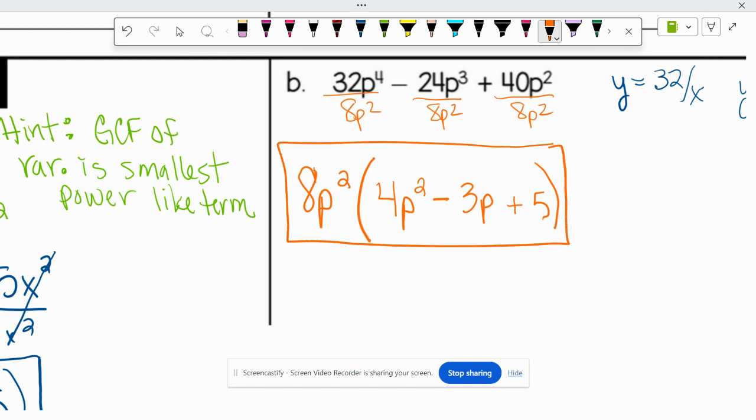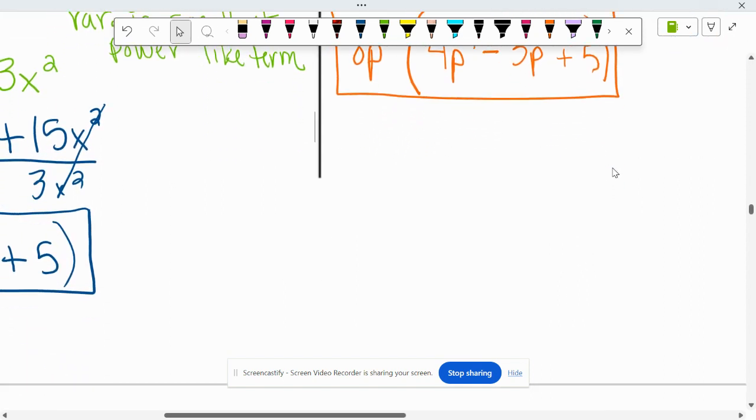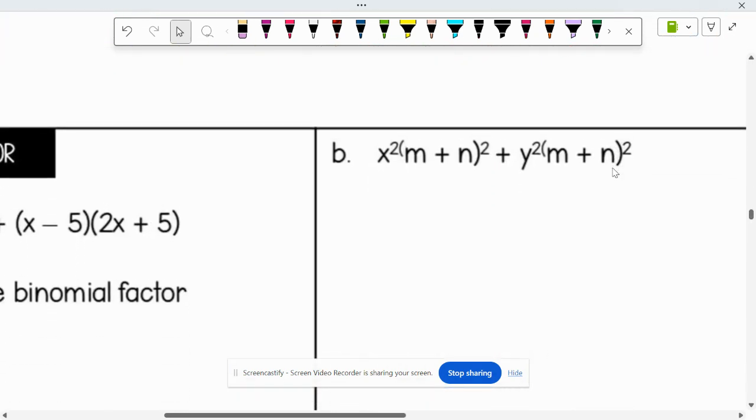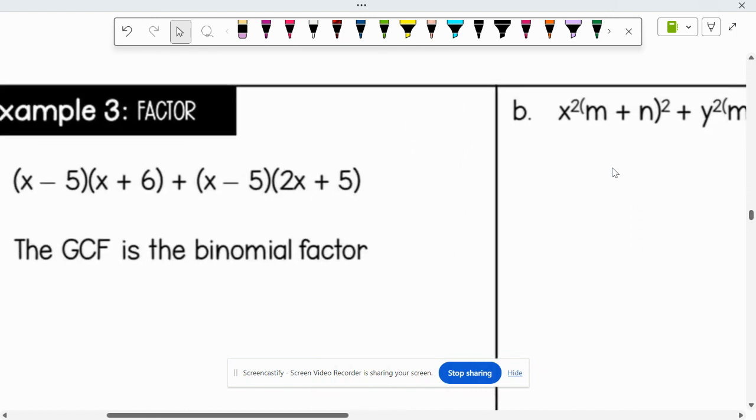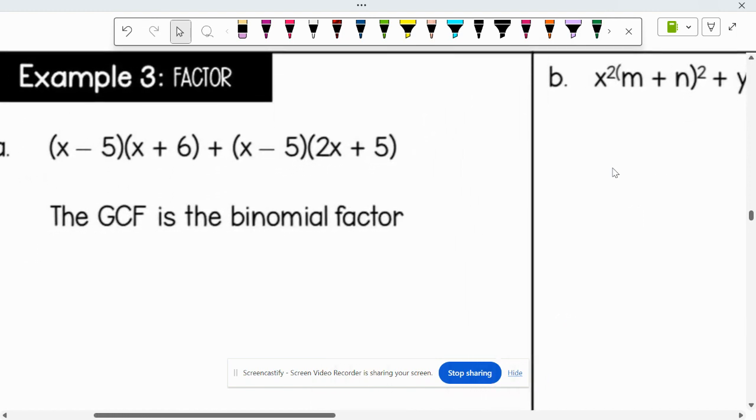If you flip it over, we have one more example. Okay. It says the greatest common factor is the binomial factor blank. We have to fill that in.